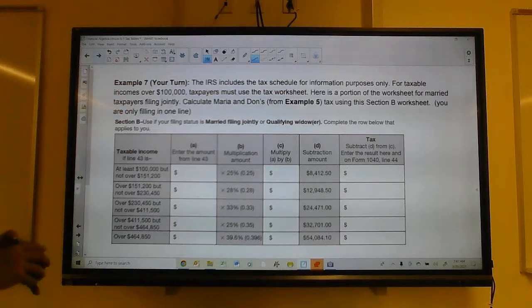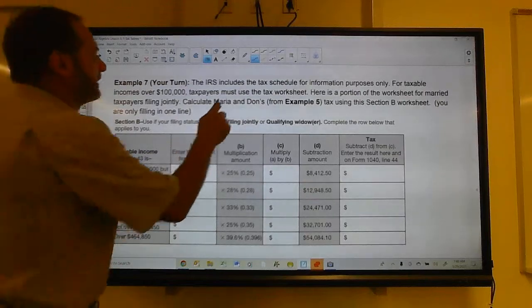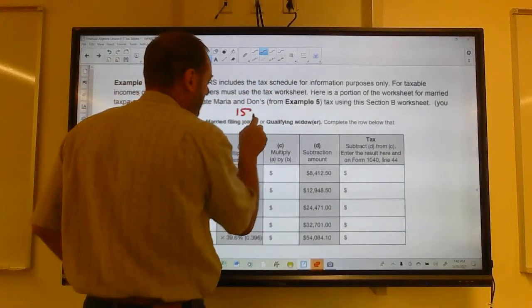Okay, so the IRS includes a tax schedule for information purposes only. For taxable incomes over $100,000, taxpayers must use a tax worksheet. So here's a portion of the worksheet for married taxpayers filing jointly. So we're going to calculate Maria and Don's tax using the Schedule B worksheet from example 5. Okay, so they made $153,900. So we're going to write that down right here.